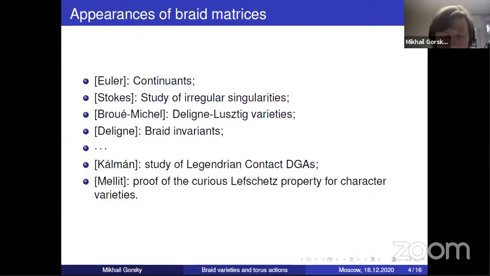This was the work of Tamás Kálmán. And a couple of years ago, Anton Mellit used these matrices, and actually the varieties that will appear on the next slide, in a proof of the so-called curious Lefschetz property for character varieties. I will say just a couple of words on the curious Lefschetz property. So the symmetry from the usual hard Lefschetz property is now a symmetry with respect to the weight filtration. So the associated graded with respect to the weight filtration has some symmetry. And this was conjectured in the context of character varieties by Hausel and Rodriguez-Villegas, I think 10 years ago or so, and recently proved by Mellit, using stratifications that will appear later.